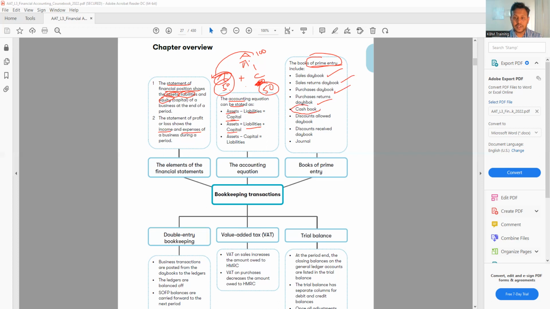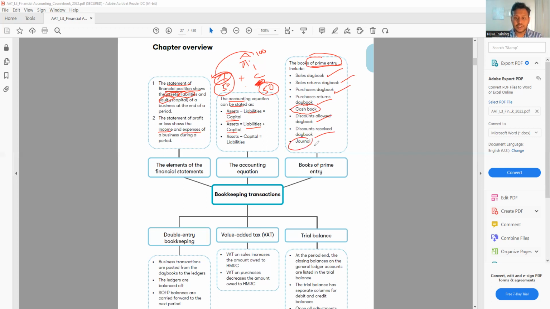The cash book is all about only cash. So how much cash comes into the business and how much cash goes out of the business. Then you have the discount allowed day book, where we record only the discount. Then the discount received day book, only the discount, how much discount we received.